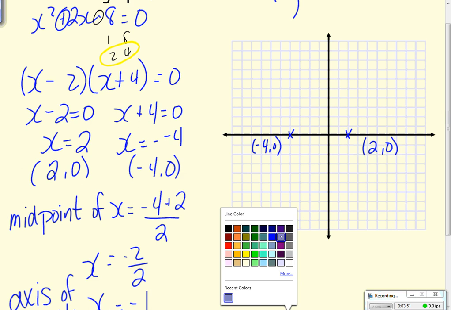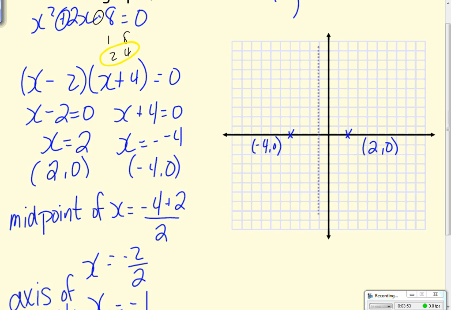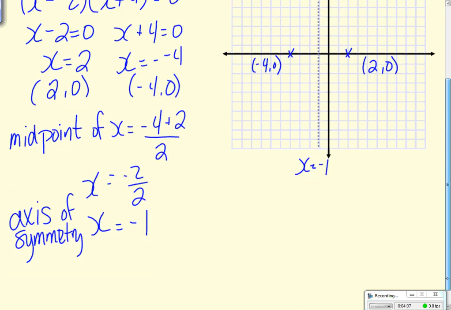There we go. We just draw a little dotty line. That should be right on the line there. I've got a little bit off, but that's okay. Close enough. And that's our line of symmetry. And I'm going to write it underneath, x equals negative 1, so that they know what I'm talking about.